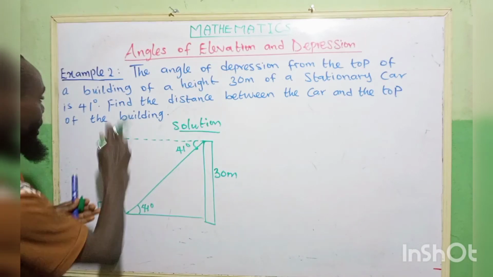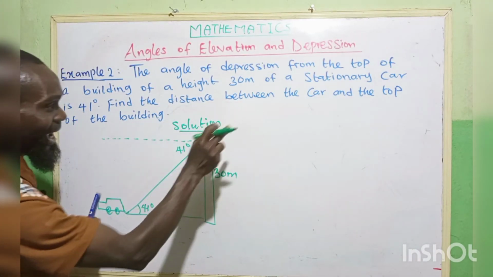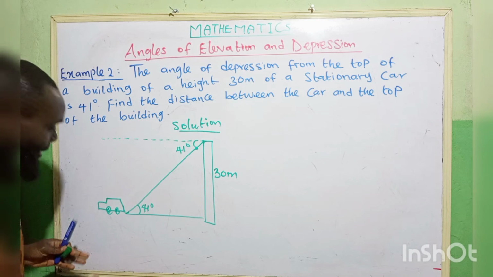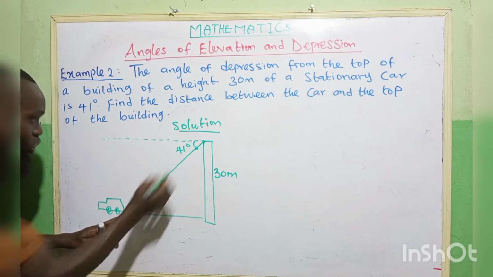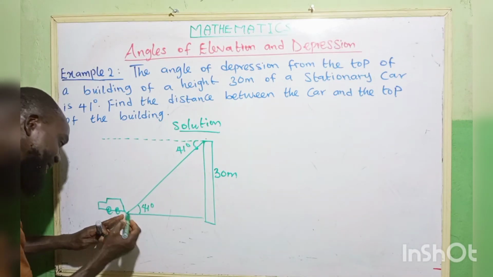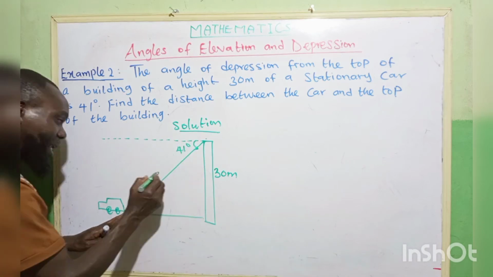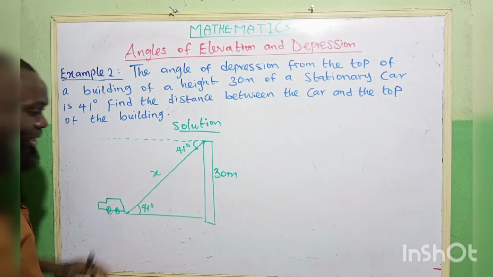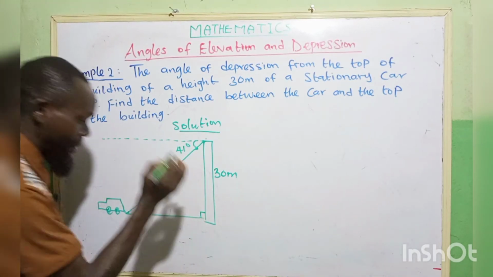Now, the question is to find the distance between the car and the top of the building. This is the car, and this is the top of the building. The distance between the car and the top of the building, let's call it x. Now, from here, this is our box 90.